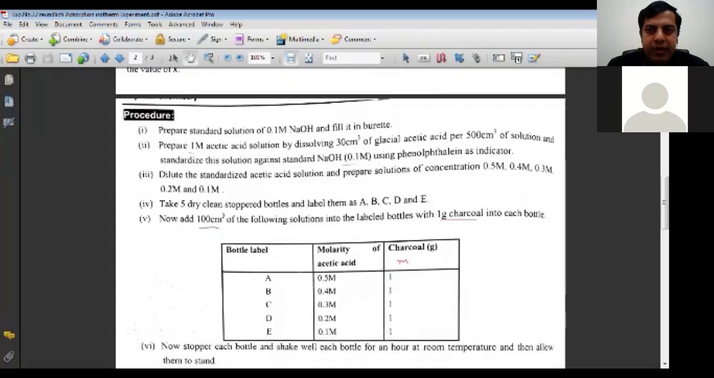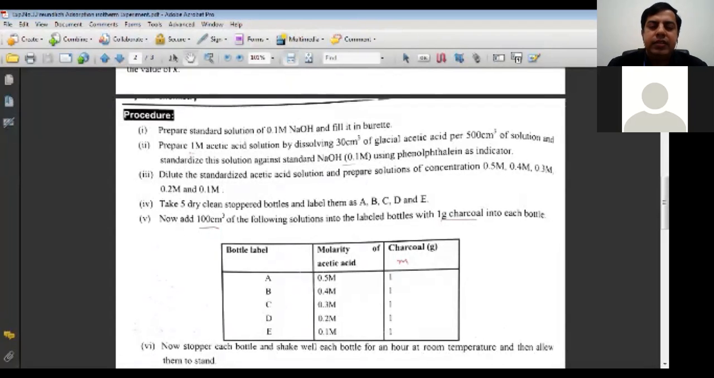For this, we are going to do the experiment with the adsorption of acetic acid. Acetic acid is the adsorbate, and we are taking charcoal as an adsorbent, and the amount of the charcoal is 1 gram. The experiment is very simple, but the first important thing is you have to standardize the NaOH. You have to prepare 0.1 molar NaOH, and then standardize the acetic acid against this 0.1 molar NaOH using phenolphthalein as an indicator.